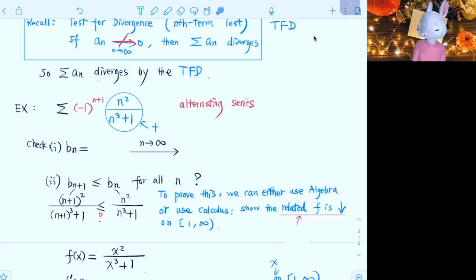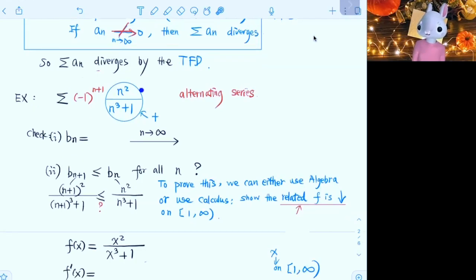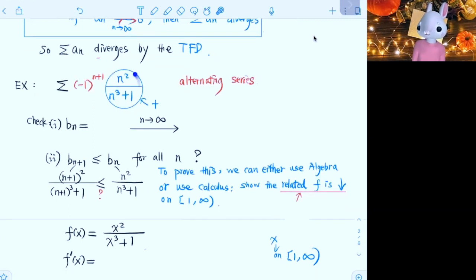Again, this is an alternating series. Why? Because this part here is always positive, and this part here is the alternating sign. So we'll think about testing the series using the alternating series test. Number one, we're going to check if Bn goes to zero or not. Okay, so Bn is equal to what? This one, right? So Bn is equal to that.